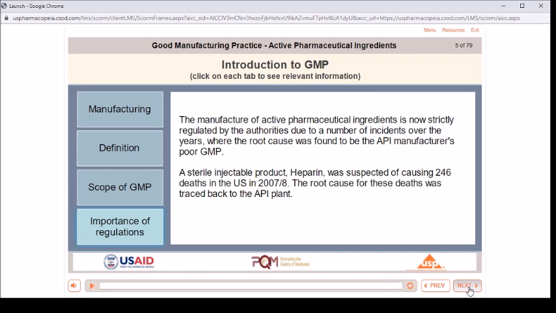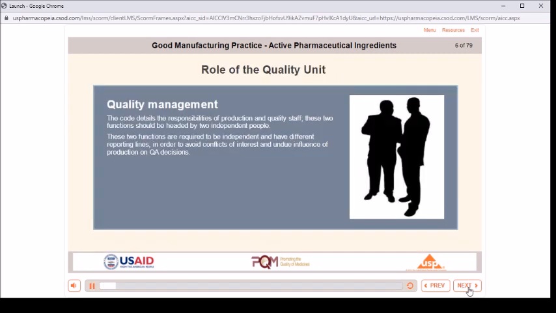Role of the quality unit. Quality management. The code details the responsibilities of production and quality staff. These two functions should be headed by two independent people. These two functions are required to be independent and have different reporting lines in order to avoid conflicts of interest and undue influence of production on QA decisions.